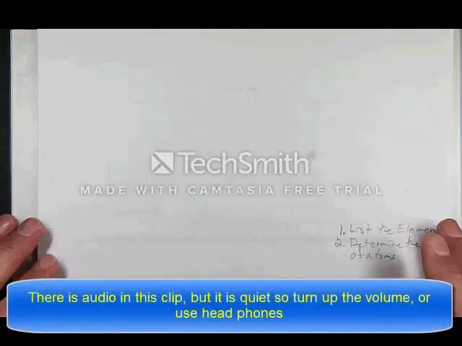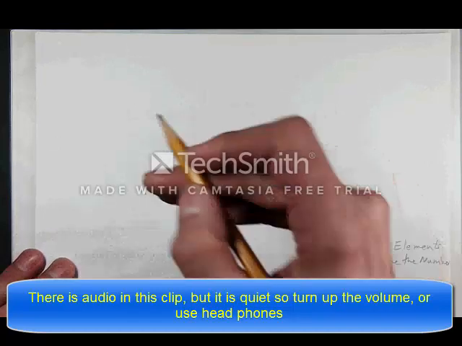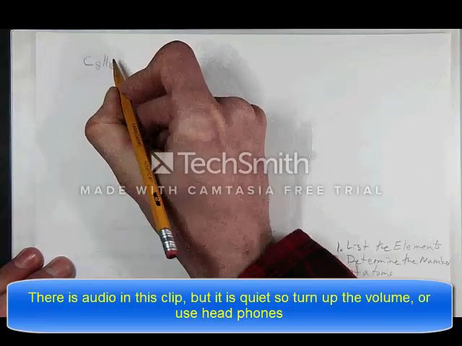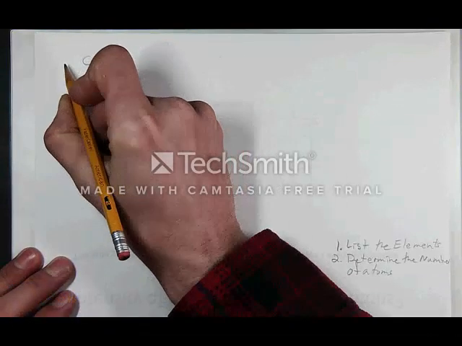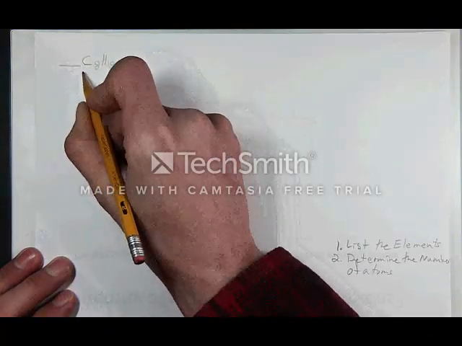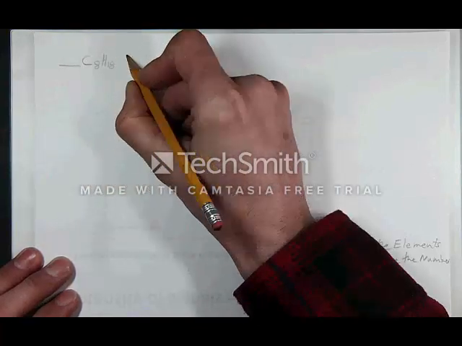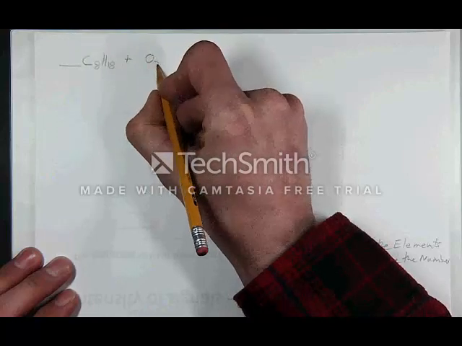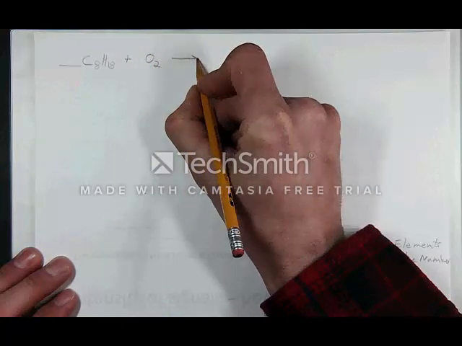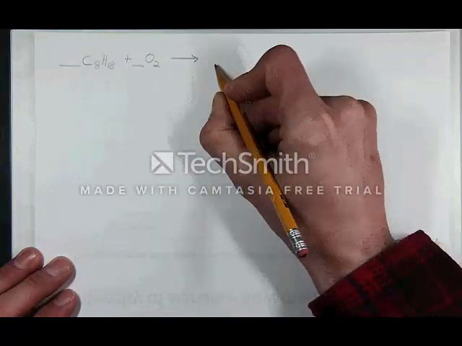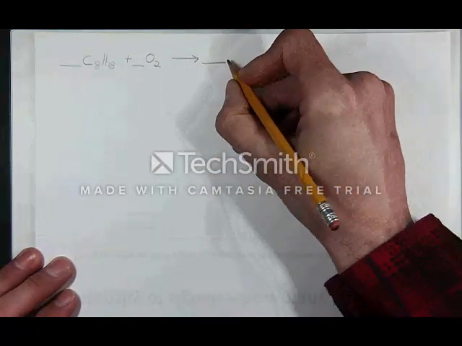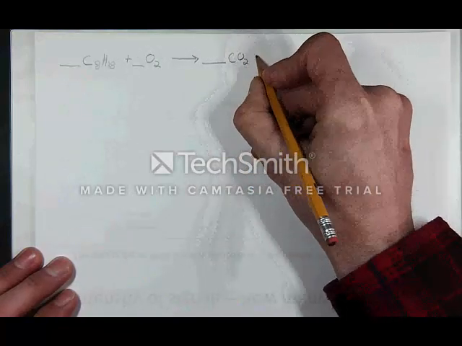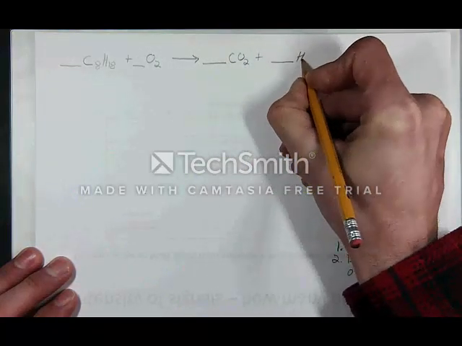Alright, so I would like to balance another equation, a little bit more difficult this time. This compound, C8H18, we say octane. This is the fuel in your gas tank. So octane, carbon source, plus oxygen in the atmosphere. This is a combustion reaction. Right? Combustion always gives us carbon dioxide and water.